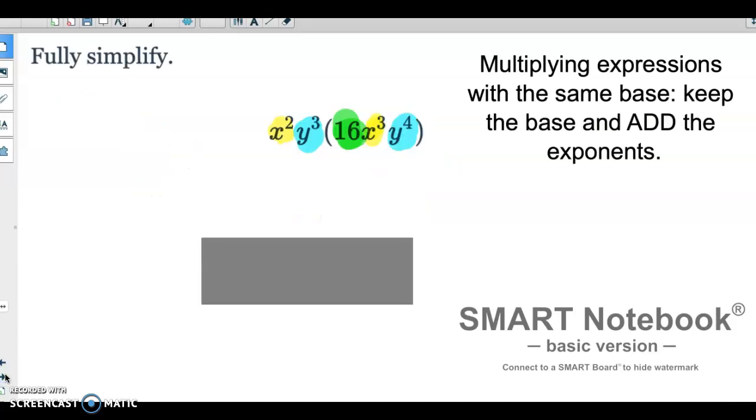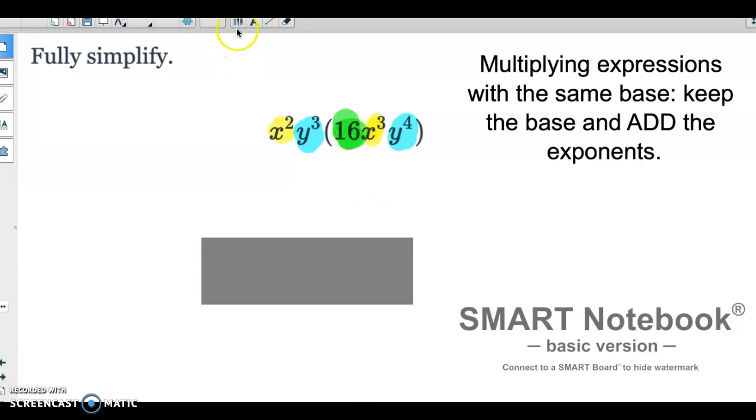All right, so here's our first problem. The directions say to fully simplify, and then we get the expression x squared y cubed times the quantity 16x cubed y to the fourth. So remember, when we're multiplying expressions with the same base, our rule is to keep the base and add the exponents. Again, remember that rule only works if you have exponential expressions with the same base. So here I've highlighted the different pieces, different colors, and we're just going to go through piece by piece.